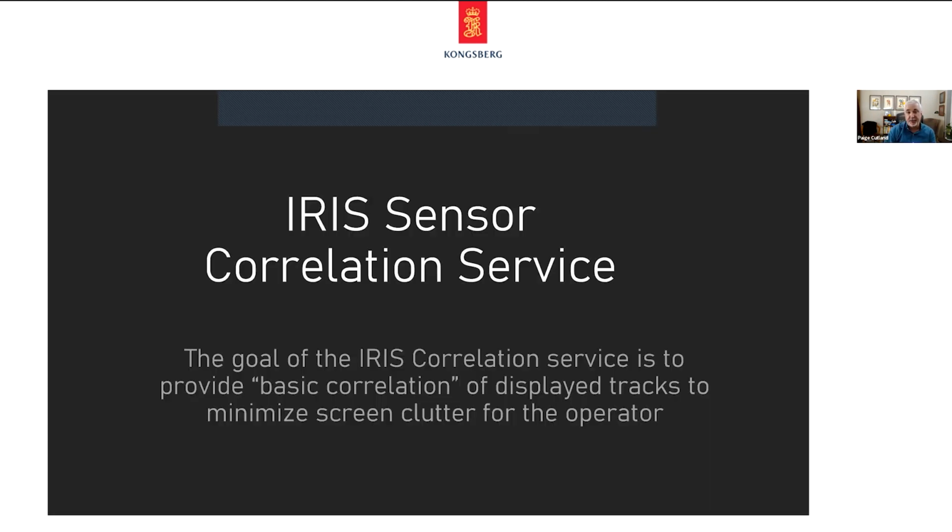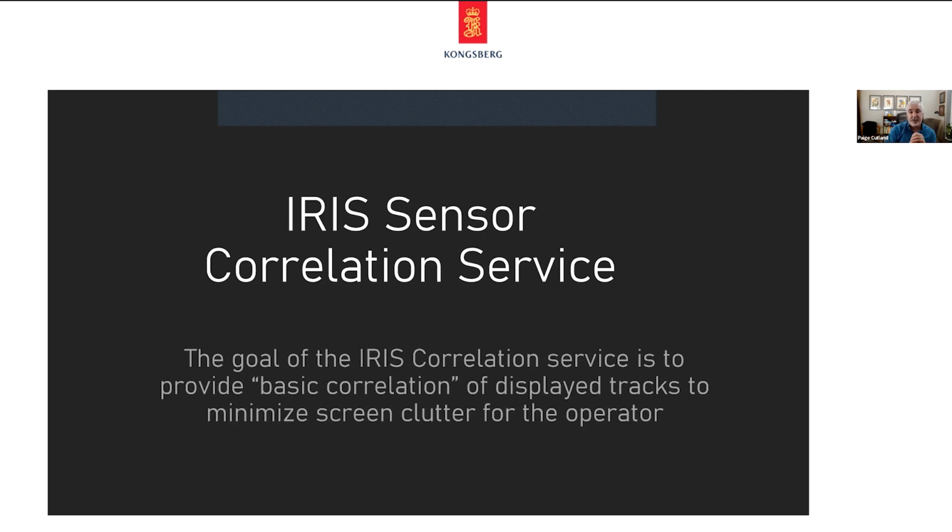To talk today about our sensor correlation service: the goal of our correlation service is to provide what we call a basic correlation of the displayed tracks, which I'll explain, to minimize the screen clutter for the operator. You could have a situation where that single UAS could be emitting ADS-B, it could have a telemetry tracker, it could have the on-chip telemetry to the control station, it could be picked up by your own counter UAS radar. So you could have 3, 4, or 5 different tracks for a single aircraft, and what we provide is the ability to filter that down to a single track being displayed to the operator.